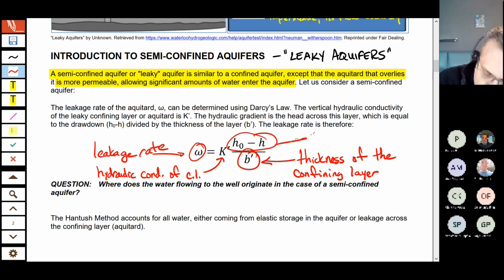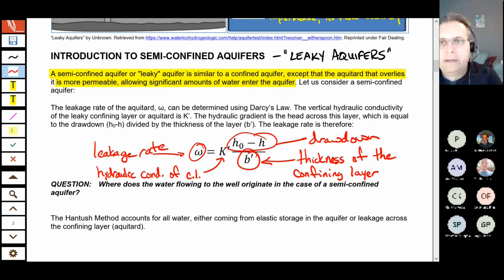And H minus H0 is just drawdown. So not too bad. Just a couple more variables to consider. It doesn't really end there yet, because we also have to consider the properties of the aquifer above the aquitard as well, or that potential unconfined aquifer.